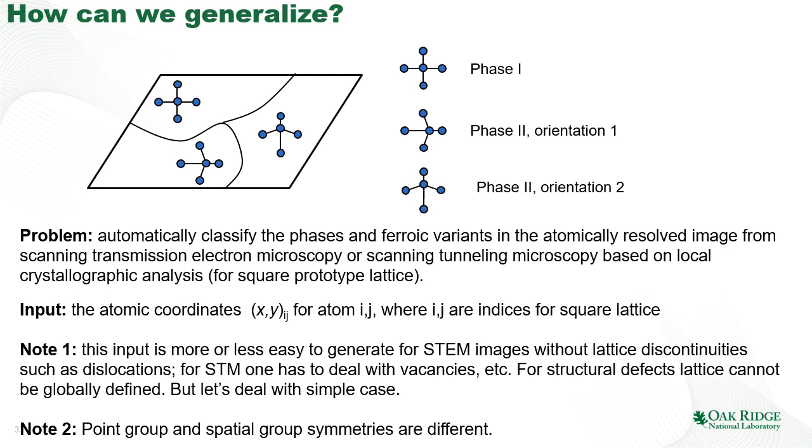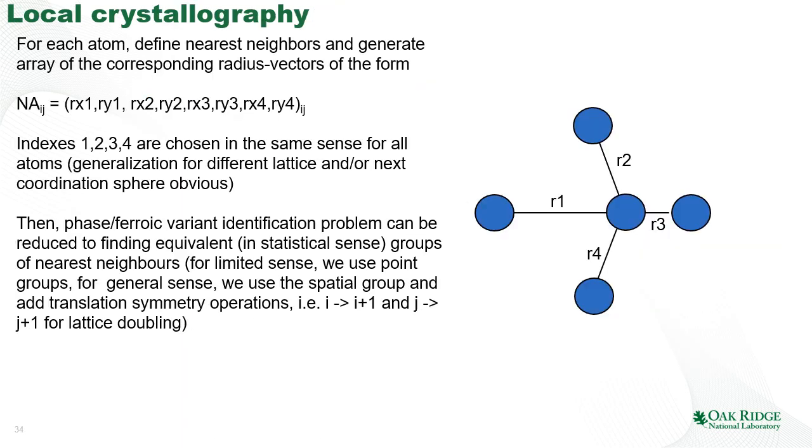There are two notes here. First of all, this input is more or less easy to generate for electron microscopy images without discontinuities. For STM, it tends to be more complicated, so we often have to deal with vacancies and impurities, but I've shown you the example of how to deal with that. The second point is that we need to know that there is a difference between the point group and the space group, and I'll show you the example when we work only with the point group based analysis.